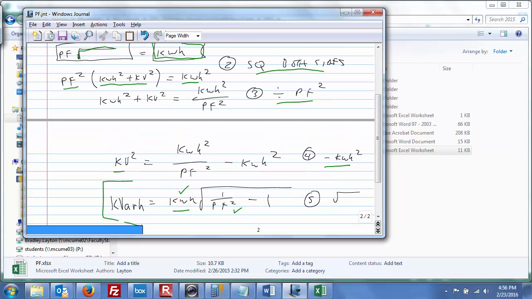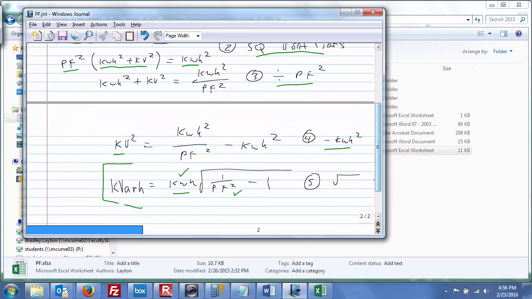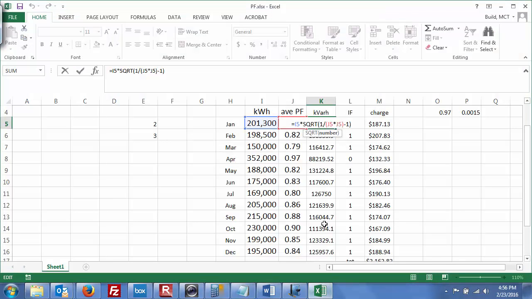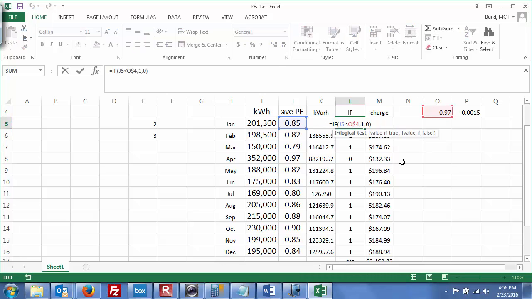kVARh. So this is the reactive power. Throughout the problem, I just wrote it in there as kV, but this is in fact what they're charging for. Okay, so it's kVARh. There's the formula. Now I put in just an intermediate if statement.